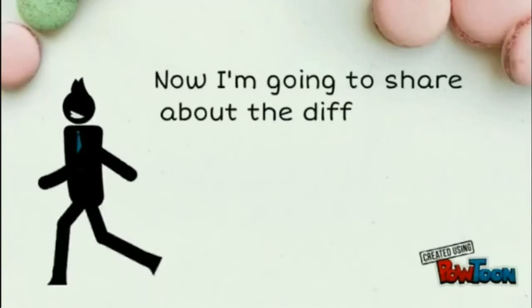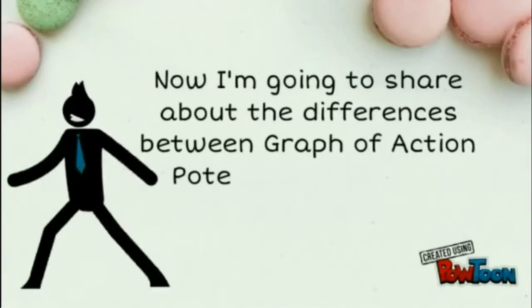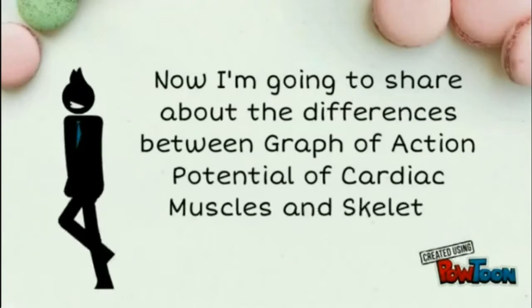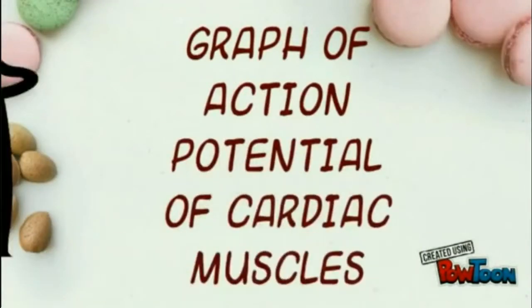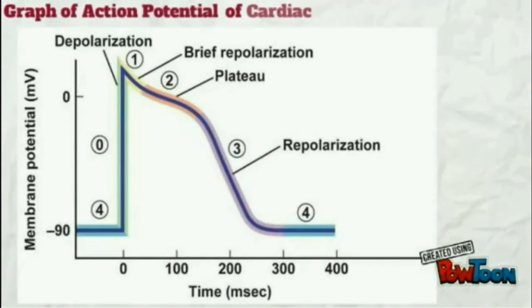Now, I'm going to share the differences between the graph of action potential of cardiac muscle and skeletal muscle. This is the graph of action potential of cardiac muscle.